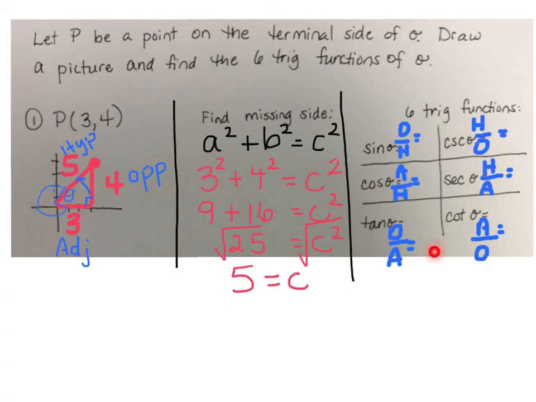Now, you try to write the 6 answers, 6 fractions. If it needs to be reduced, reduce it. And so there's your 6 trig functions. Luckily, none of those needed reducing. There they are.